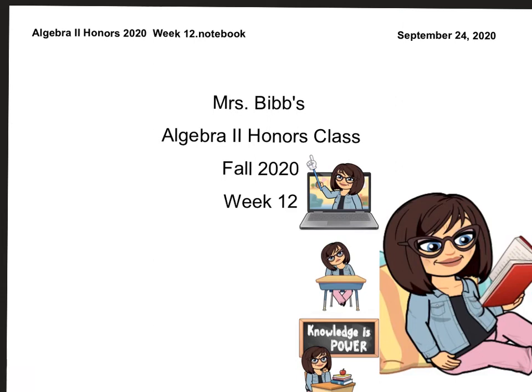Remember, although this document says that it is for Algebra 2 honors, this is also for my regular Algebra 2 students. So don't forget that.